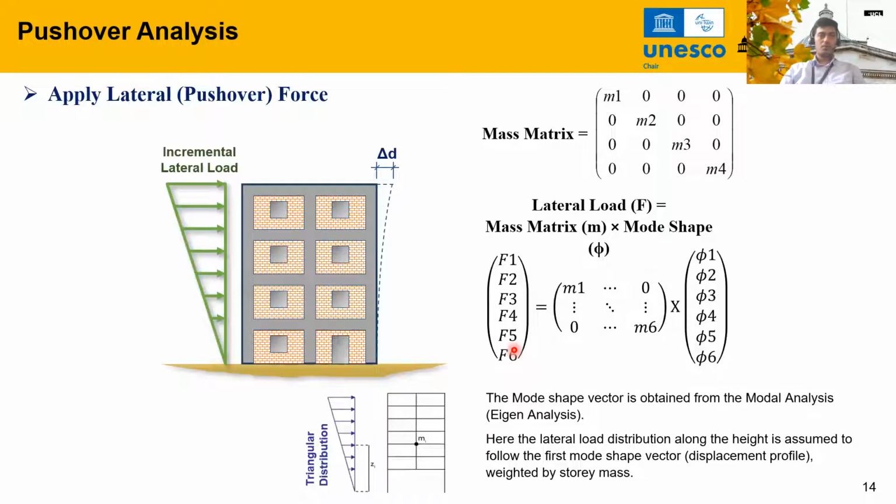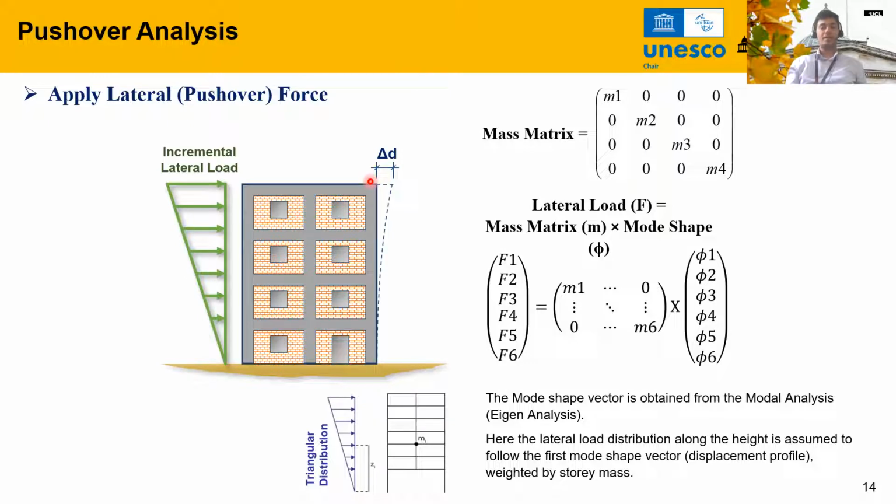Then after we finish the numerical modeling and apply the gravity load, now we start applying the incremental load pattern, the lateral load pattern. So in this particular session, I'm giving you one example of how to get this lateral load pattern. For example, we first analyze this building using the modal analysis or eigenvalue analysis, where we get the mode shapes.